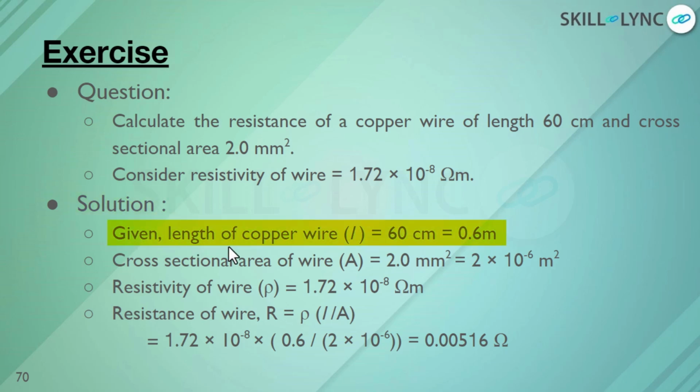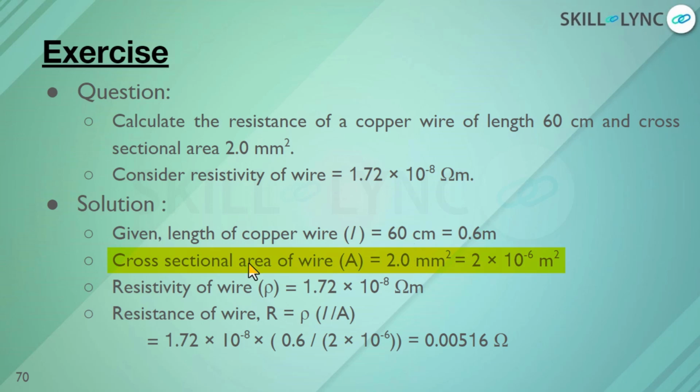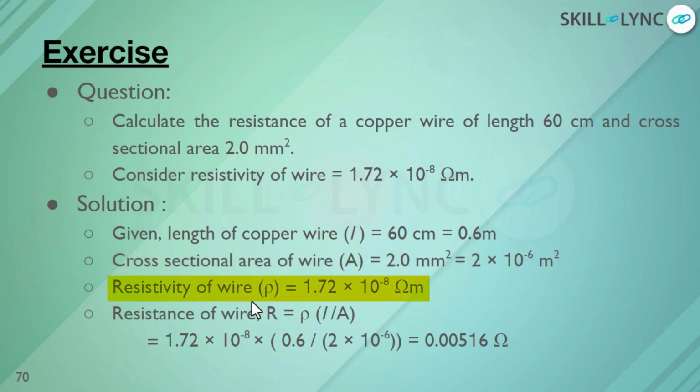In the solution, the length of the copper wire is given as 60 cm. We can denote it by L. We need to convert that centimeter into meter. We need to know that 1 meter is equal to 100 centimeters. Thereby 60 centimeters is equal to 0.6 meter. The cross-sectional area of the wire, A, is equal to 2 mm square. When this is converted into meter scale, it can be written as 2 into 10 power minus 6 meter square. The resistivity of the wire is considered to be 1.72 into 10 power minus 8 ohm meter. We have denoted the resistivity of the wire as rho.